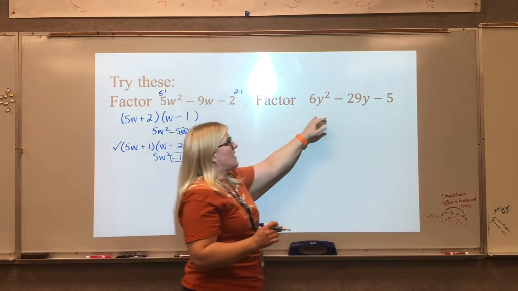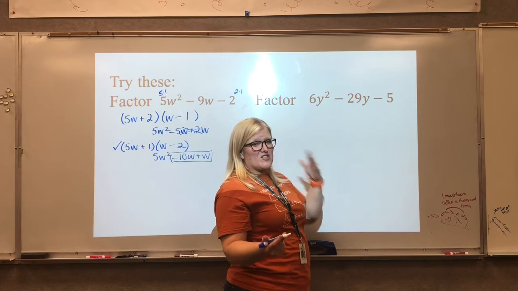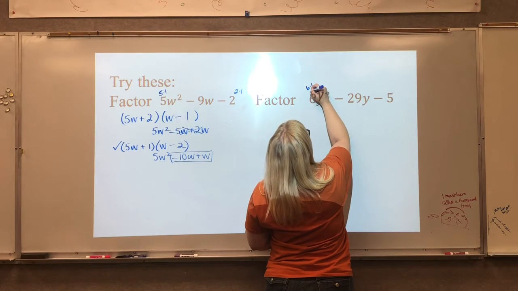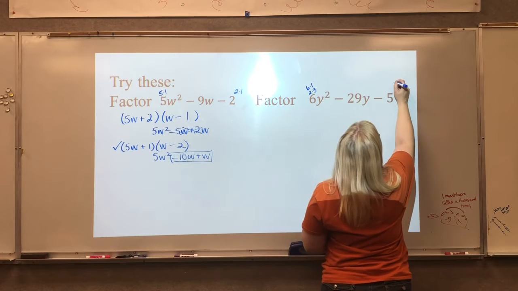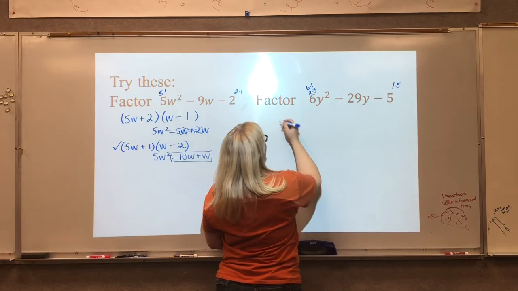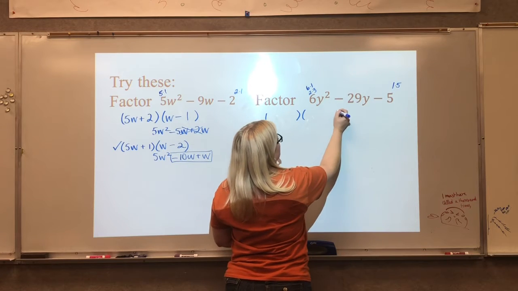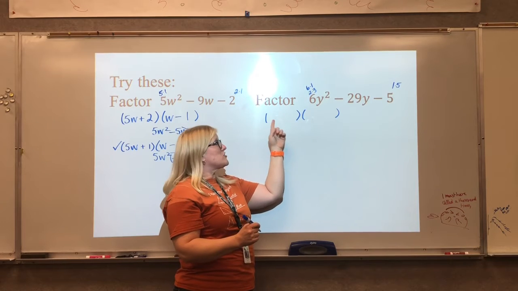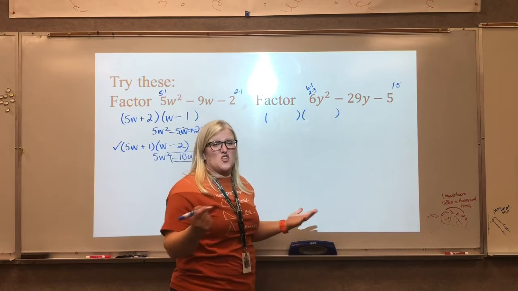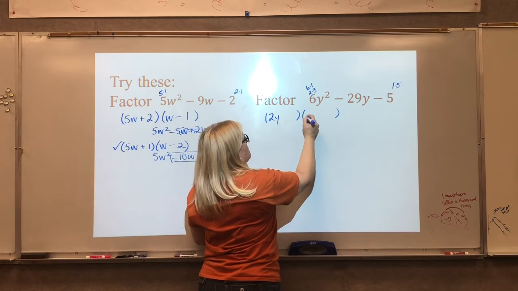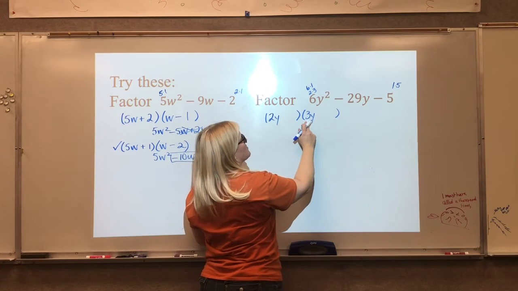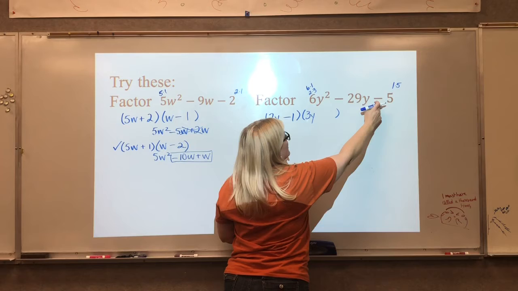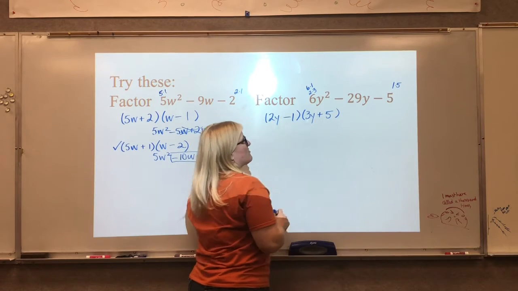Okay, over here, 6 is not prime, so I have a few more factors that I can take into account. So I've got 6 times 1, and I have 2 times 3. Over here I have 1 times 5. So I'm going to start guessing. So this could be 2y times 3y. It could also be 6y times y. Let's try a 2y and a 3y. Right? Because 2y times 3y gives me 6y squared. And then over here I just have a 1 and a 5. And I have a negative, so my signs have to be different.